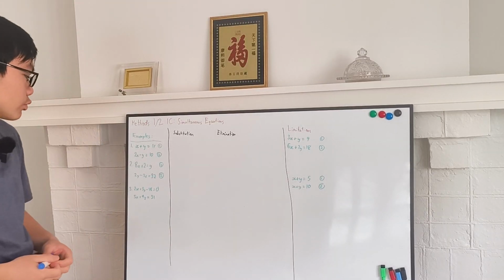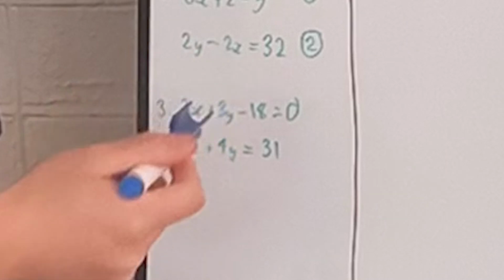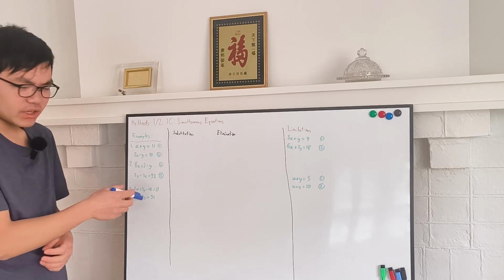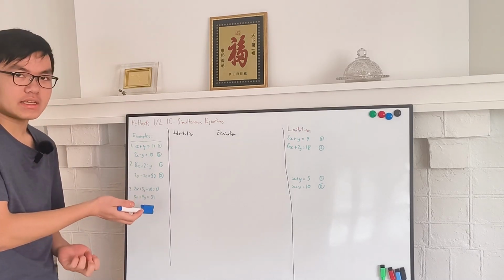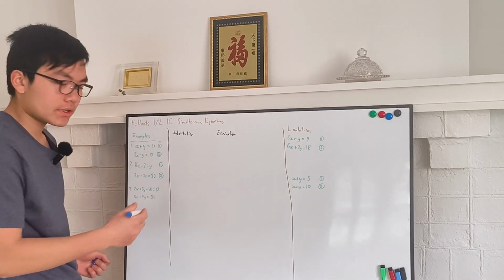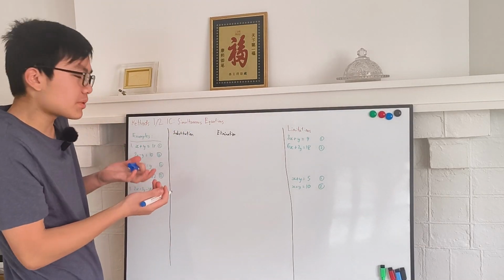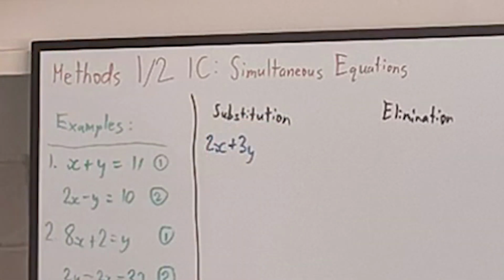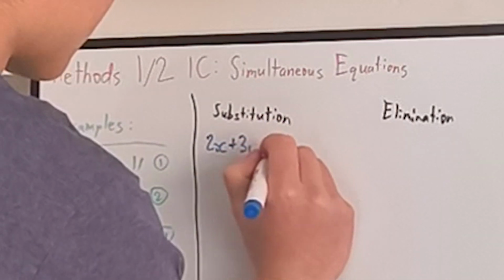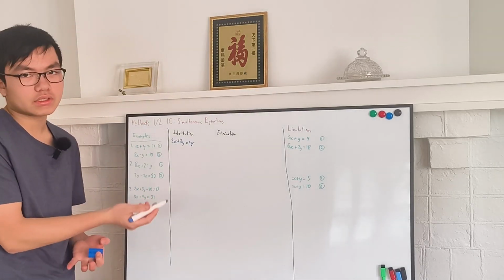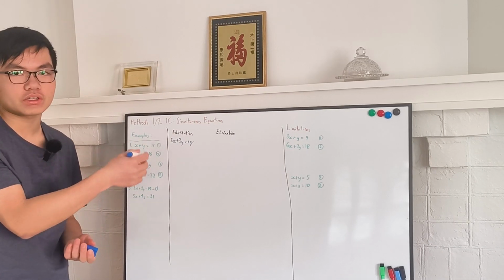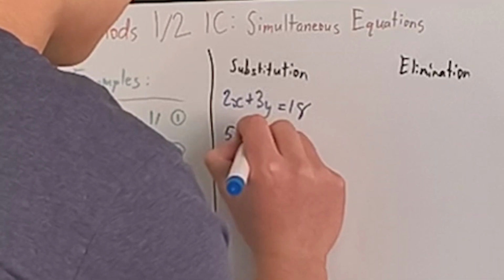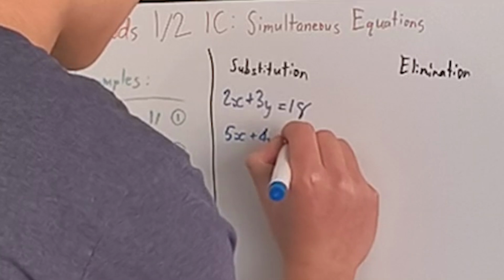Okay, now for the third example: 2x plus 3y minus 18 equals 0, 5x plus 4y equals 31. What we can do here, the first equation is a little funny. It's equaling 0. What we do first with the first equation, again, we'll go with the substitution method first. So 2x plus 3y. Instead of writing minus 18, we can just simply write equals 18, because we've just transferred the 18 to the other side. Now it looks more like one of the equations that we would work with. And then we just rewrite the second one: 5x plus 4y equals 31.